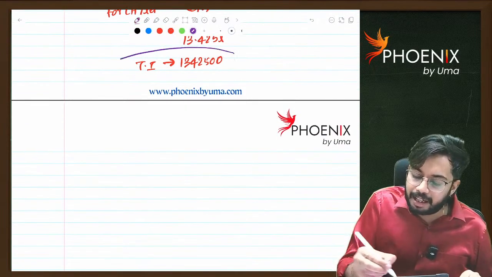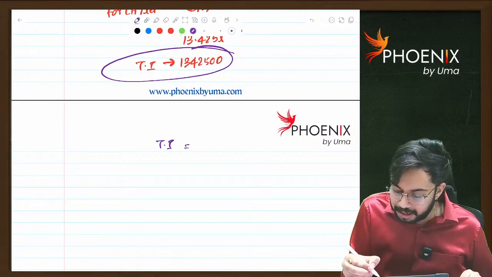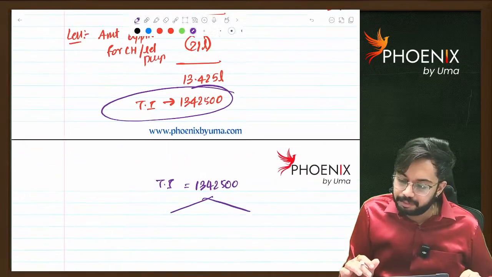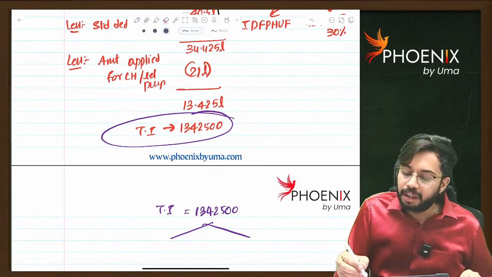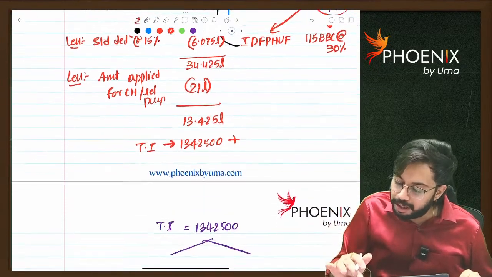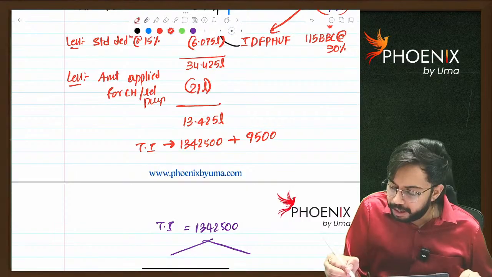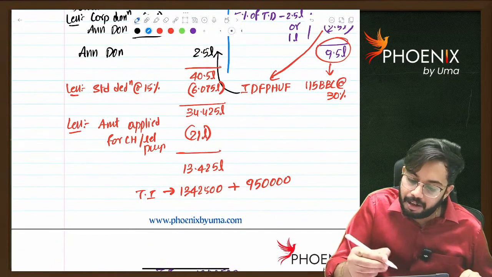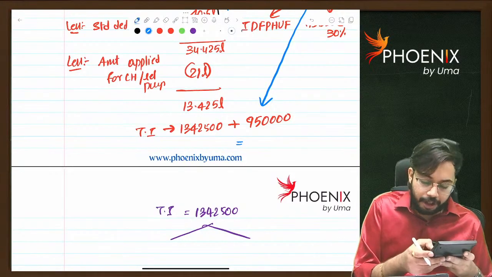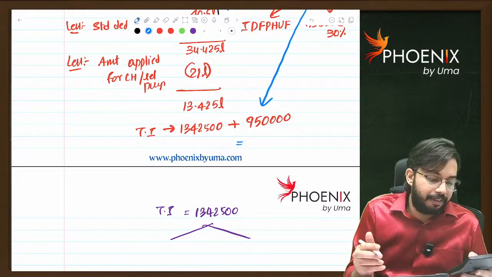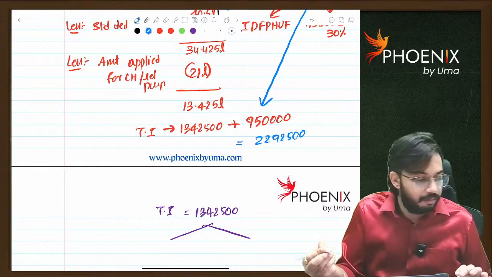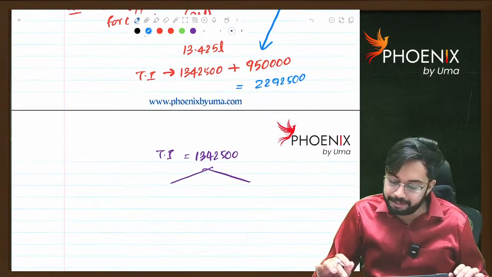Now shall we calculate tax liability? Total income is 13,42,500. To this we need to add the amount taxable under 115BBC. How much is taxable? 9,50,000. So how much is total income? 13,42,500 plus 9,50,000, 22,92,500. I hope you are following till here.